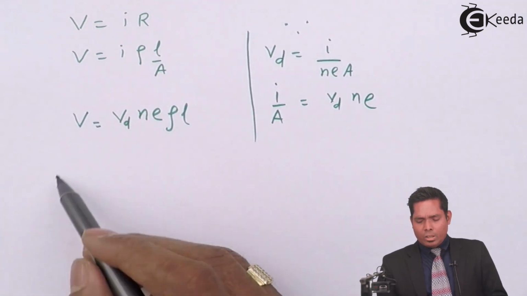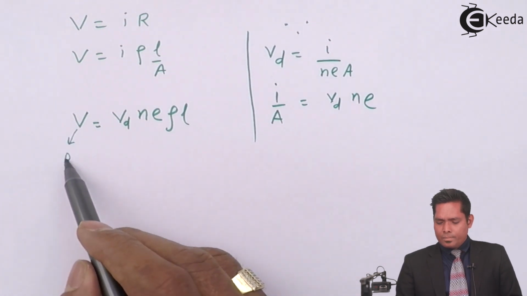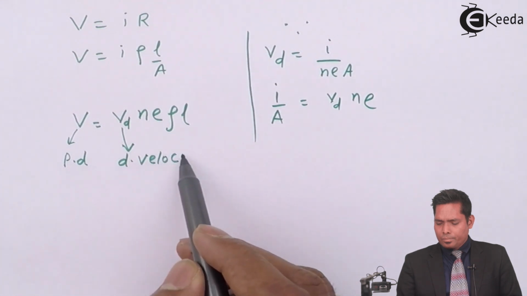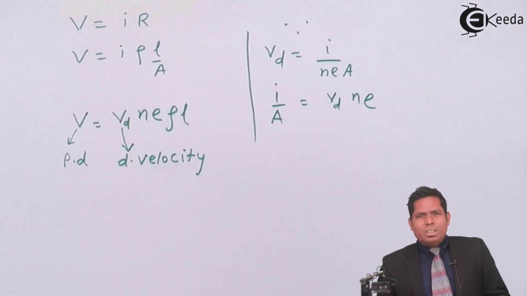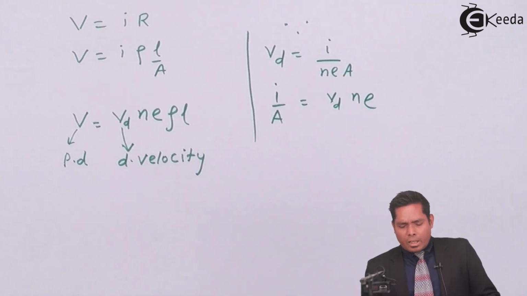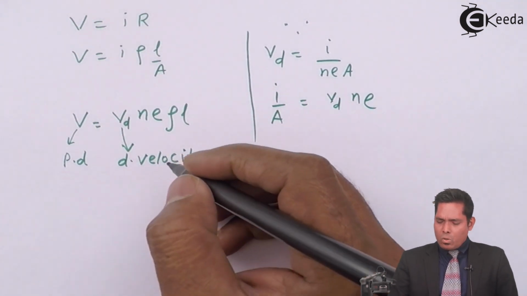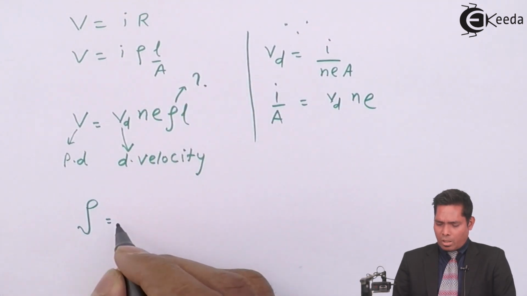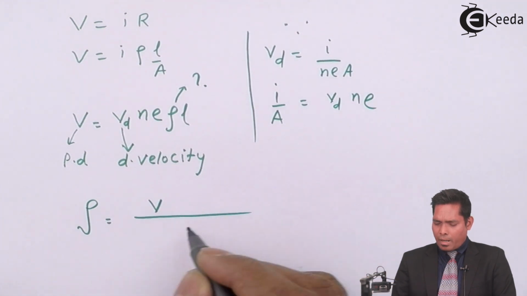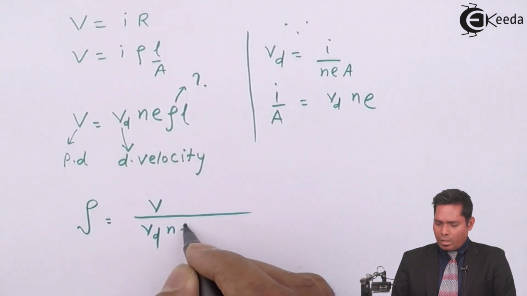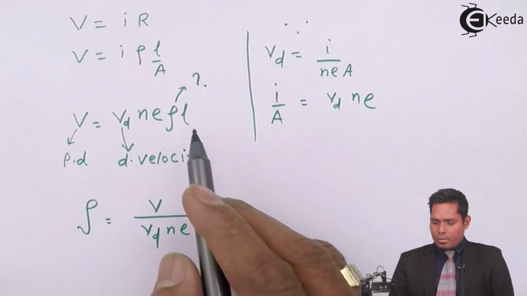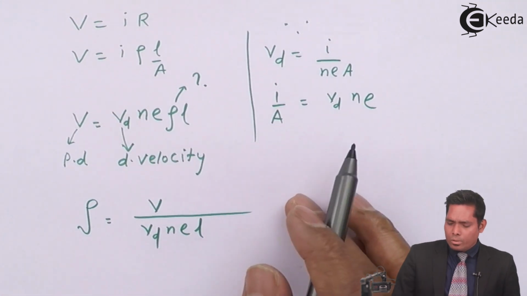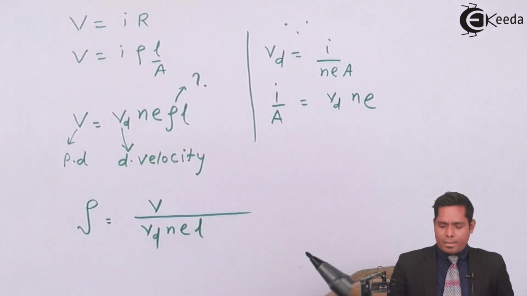This V is the potential difference. This Vd is the drift velocity. Now in this expression, this is the final expression, and from here I will find the value of the resistivity. This is what is asked. So resistivity is coming to be V divided by Vd, N, e and L. There are 4 quantities. So rho is V divided by that.